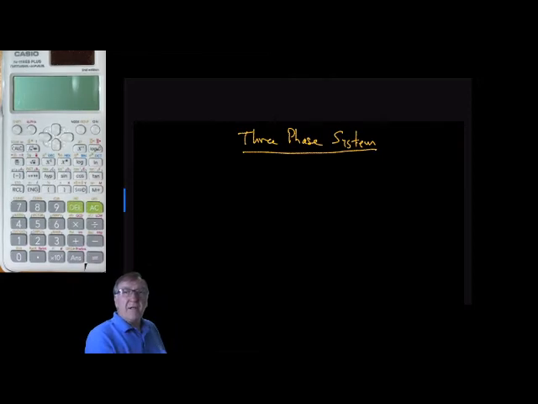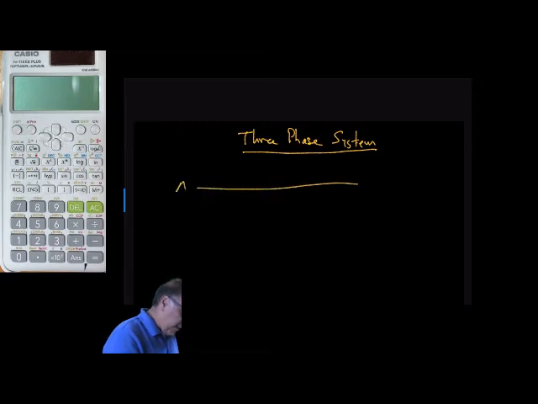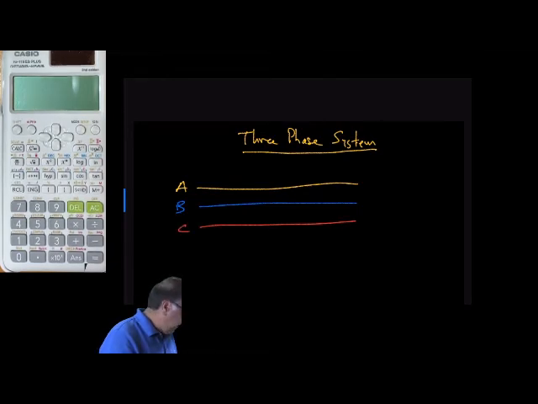So now let's talk about a three-phase system that you would see in industry, on your poles, and the world really lives with a three-phase system. So we have three phases: phase A, phase B, and phase C. And then we have a neutral wire, and then a ground wire.